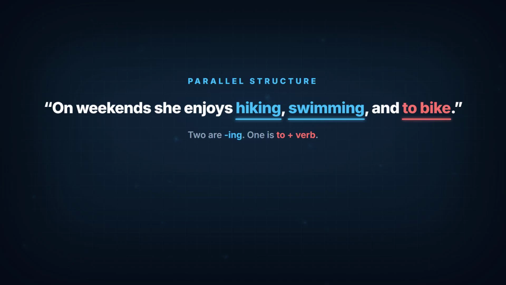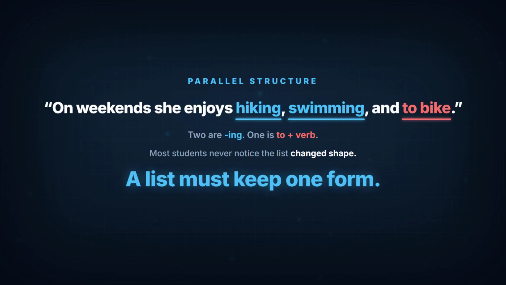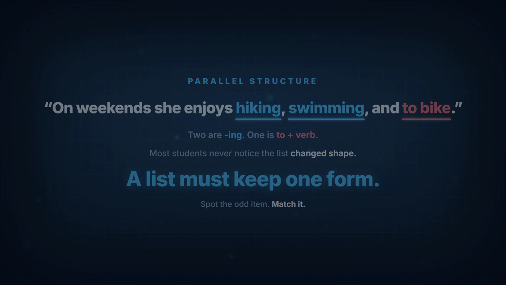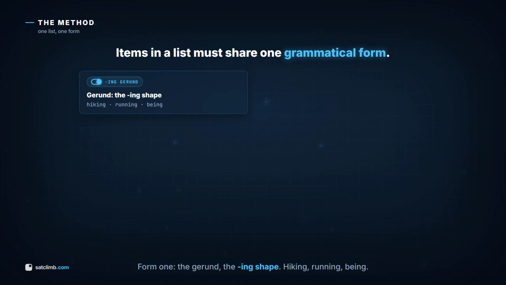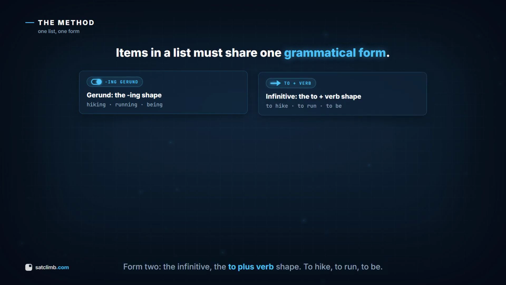Hiking, swimming, biking, or hiking, swimming, to bike? Most students never notice the list quietly changed shape. But the digital SAT is testing one thing: every item in a list has to wear the same grammatical form. Nail that one habit, and these questions turn automatic. Here's the whole method. Every item in a list, a pair, or a comparison must share one grammatical form.